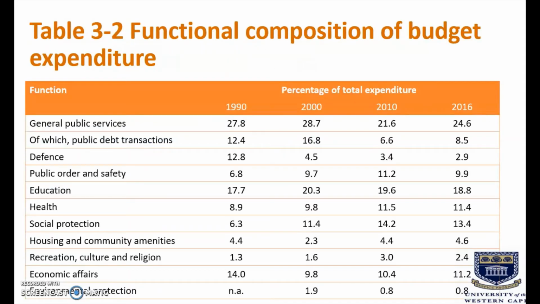This table shows the functional composition of the budget between 1990 and 2016. As you can see, there has been a major decline in defense spending over the years, whereas there's been an increase in social protection spending.